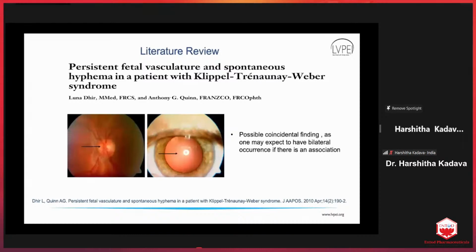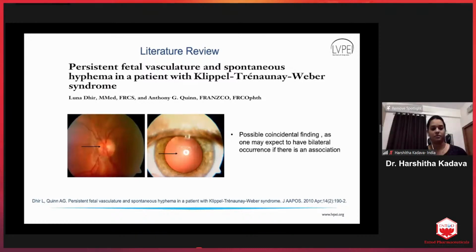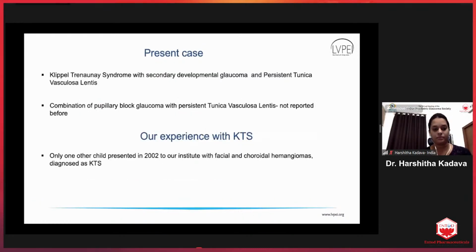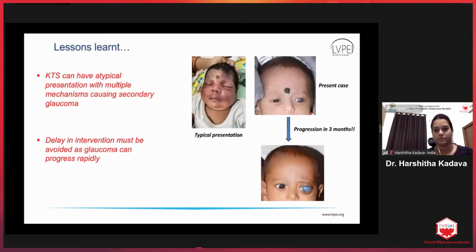There et al. have reported a case of Klippel-Trenaunay syndrome with persistent fetal vasculature and spontaneous hyphema. The present case had Klippel-Trenaunay syndrome with secondary glaucoma and persistent tunica vasculosa lentis. A combination of pupillary block glaucoma with a persistent tunica vasculosa lentis in Klippel-Trenaunay syndrome, to the best of our knowledge, has not been reported before. We have only had one other child who has presented to our institute with KTS and choroidal hemangiomas.